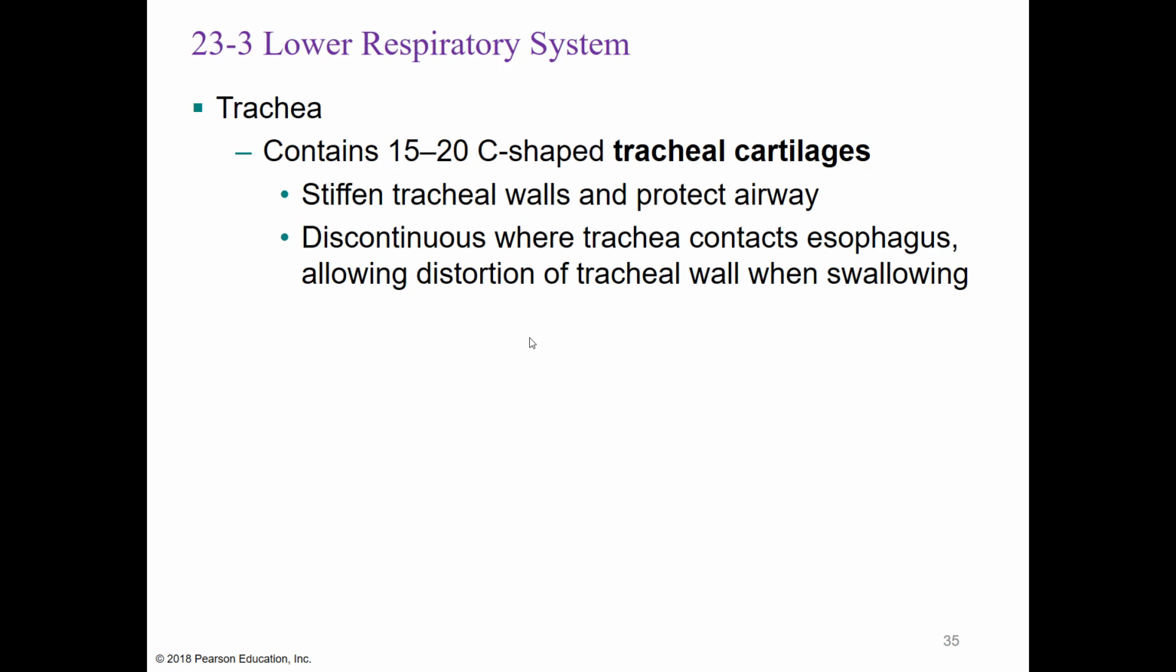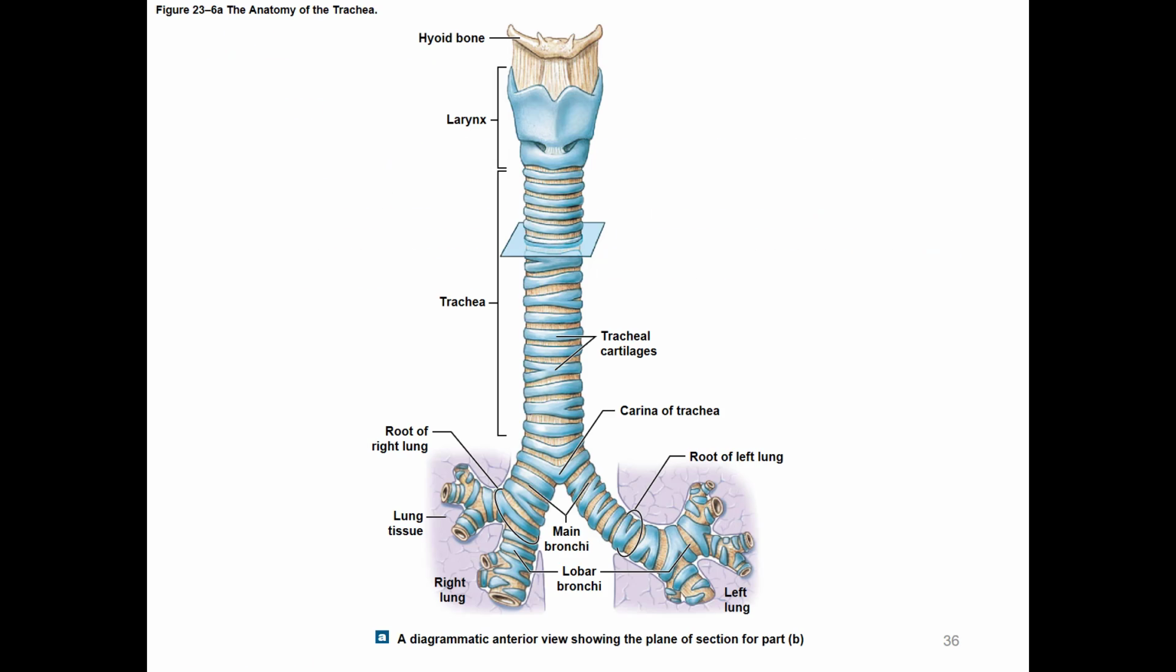The trachea has 15 to 20 C-shaped tracheal cartilages. These are going to stiffen the tracheal walls to protect your airway, keep it nice and open. And these C-shaped cartilages don't fully close where the trachea contacts the esophagus, because the esophagus needs room to spread out as we're swallowing. So I'll show you why and how that looks in just a second.